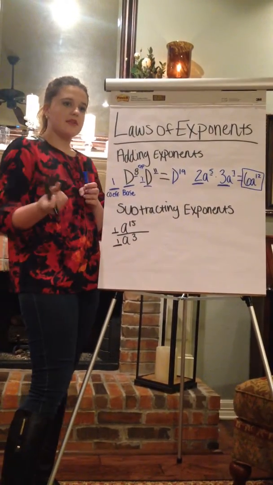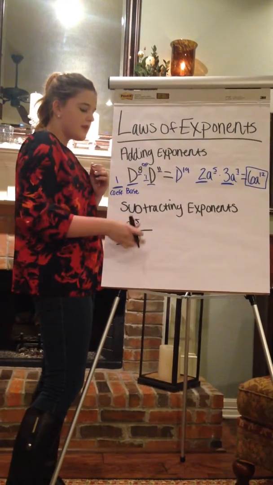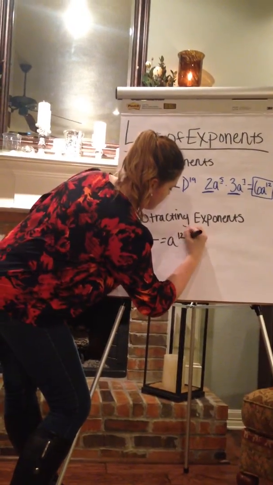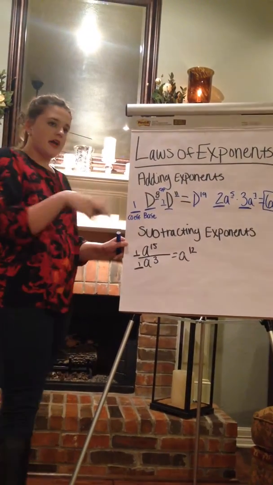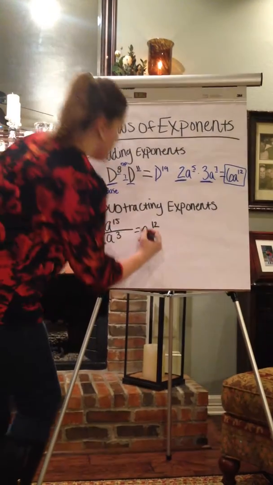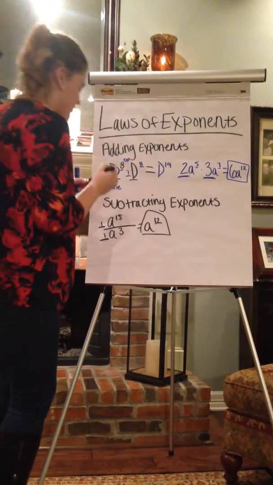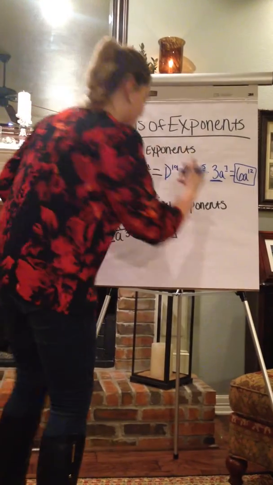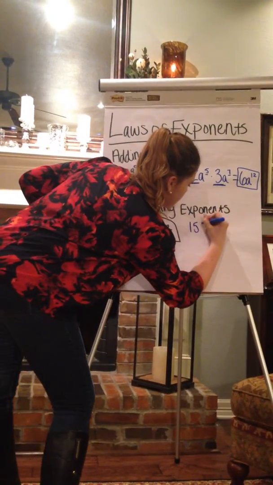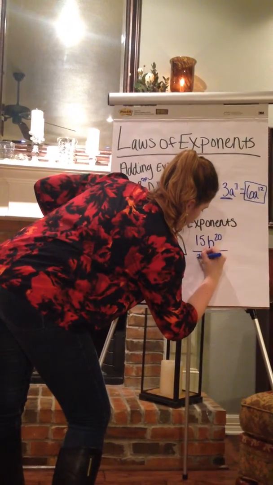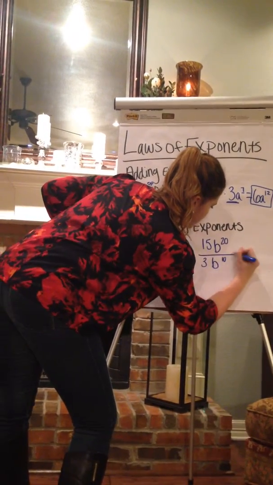So when you subtract the exponents, 15 minus 3 is? 12. Equals a to the 12th. All you're doing here is subtracting the exponents. Nothing much to it, pretty easy. A to the 12th. Okay, let's see, I'll give you one with coefficients. So 15b to the 20th over 3b to the 10th.